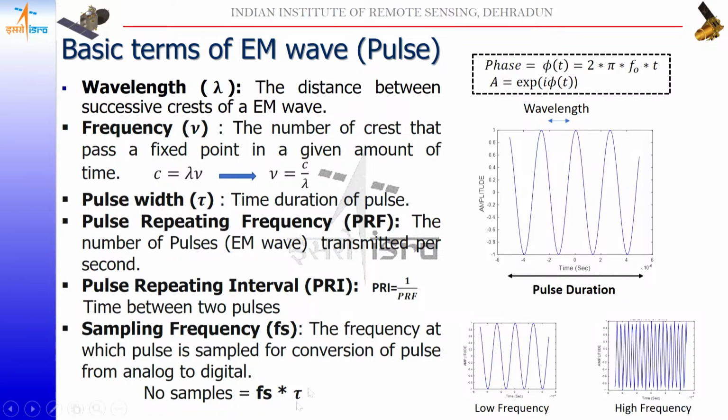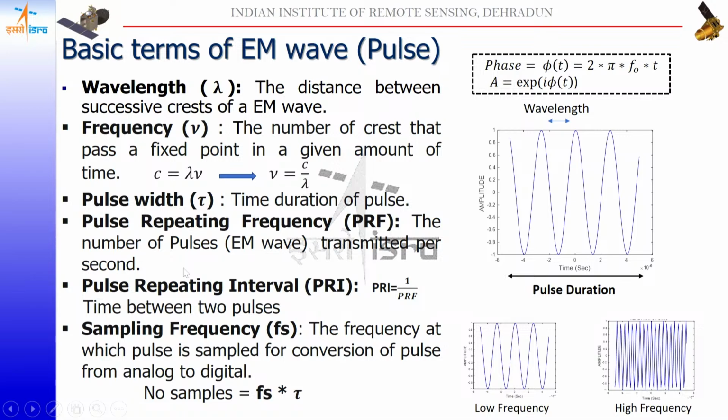In this image you can see the distance between two successive crests or troughs is called the wavelength. In the low frequency the wavelength is higher, and in the high frequency the wavelength is much smaller. How long is the duration of this pulse? That is called the pulse width or pulse duration.